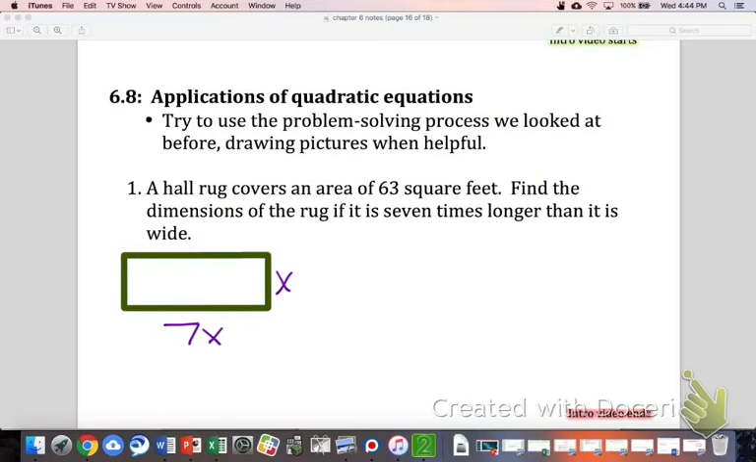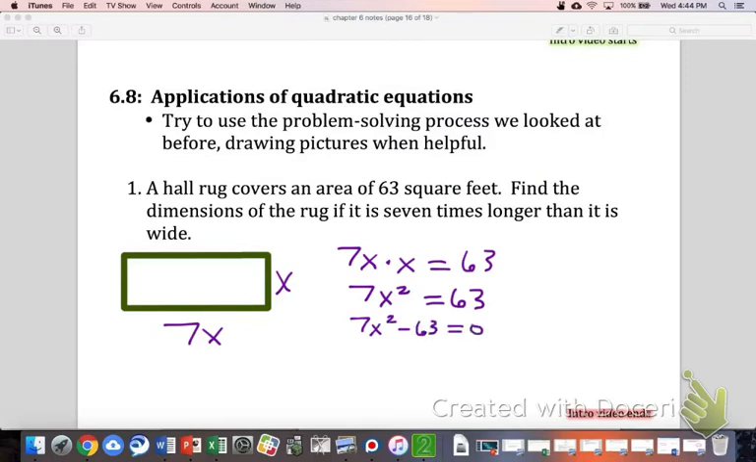The area of a rectangle, of course, is base times height, so it's going to be 7x times x, and that is equal to the area of 63 square feet. X times x is x squared, so we're going to have 7x squared is equal to 63. And we have what is hopefully looking like that familiar quadratic equation setup that we've been working with. In order to work with this, we need to have it in standard form, so I need to subtract the 63 over. So it'd be 7x squared minus 63 is equal to 0.